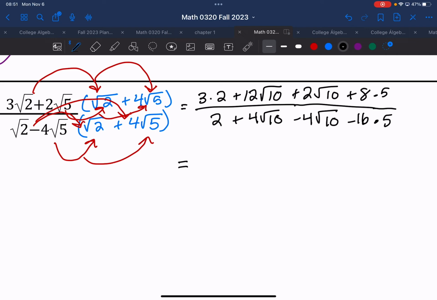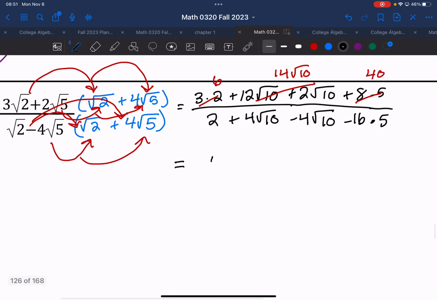Okay, so simplifying the numerator, we have 3 times 2, which is 6. We have 12 square roots of 10 and 2 square roots of 10, which can combine to what? 14 square roots of 10. And then we have 8 times 5, 40. So looking at our numerator, this tells us we have 6 plus 40, which is 46, plus 14 square roots of 10.